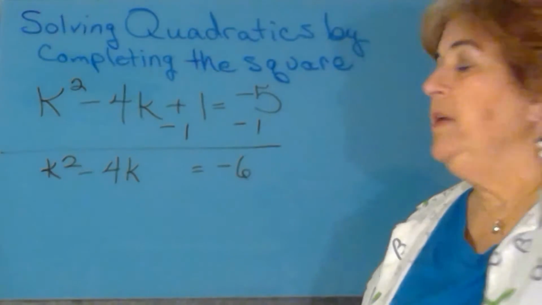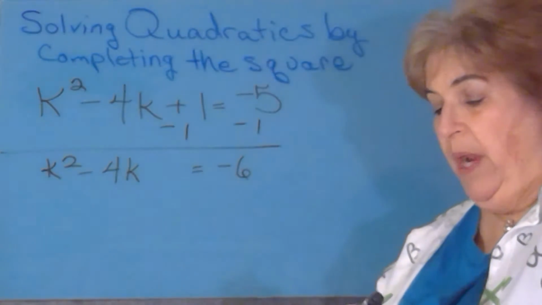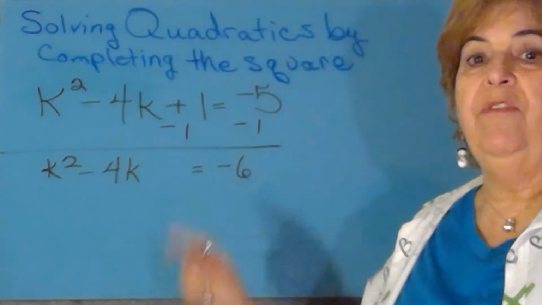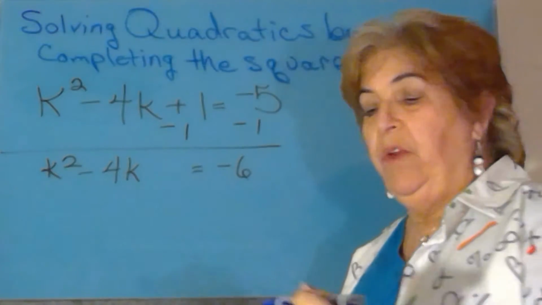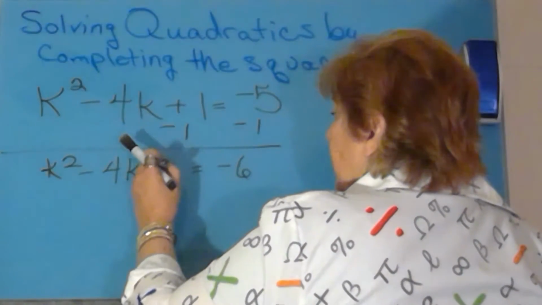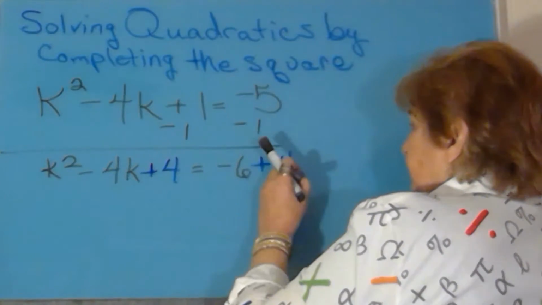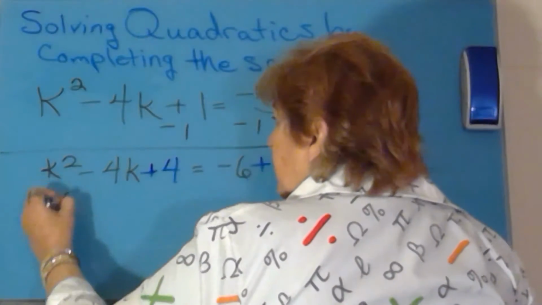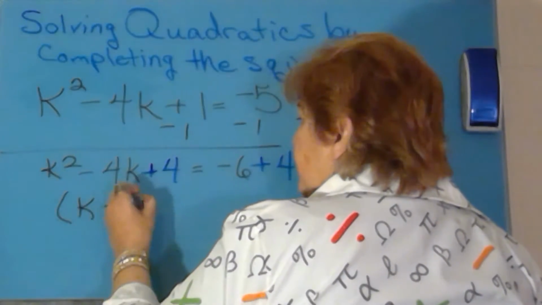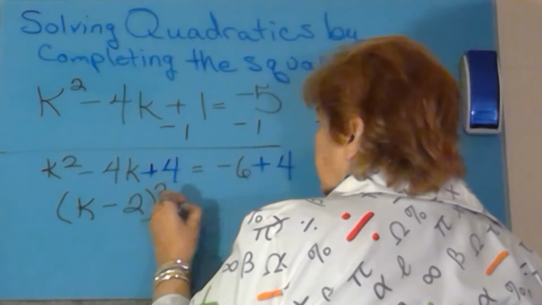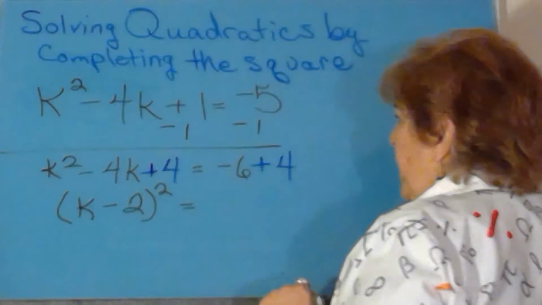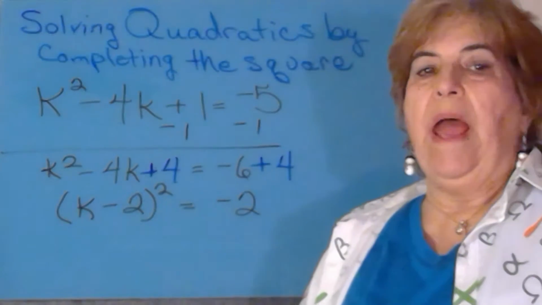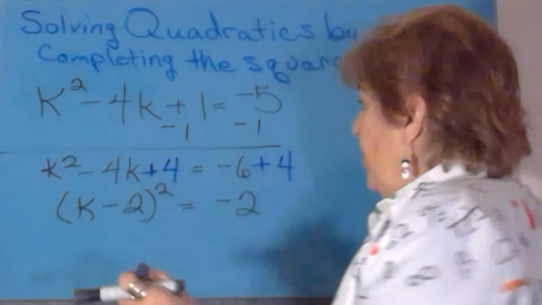We really don't have to worry about what's on the right-hand side. We're trying to make the left-hand side the perfect square. So we're going to take half of 4, which is 2, and when we square that, we'll get 4. So we're going to add 4 to both sides. That will now give me, on the left, k minus 2 squared equals, and on the right-hand side, I end up with negative 2. Now, this is where we take the square root of both sides.